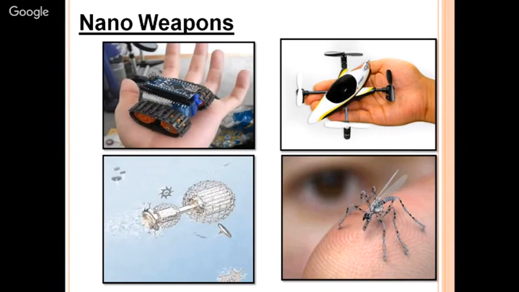These are the nano weapons. These days, wars are fought by soldiers. My dear friends, within a couple of years, 4 or 5 years, the war will not be fought by soldiers. It will be fought by products, by artificial soldiers, not living soldiers, but by machines.